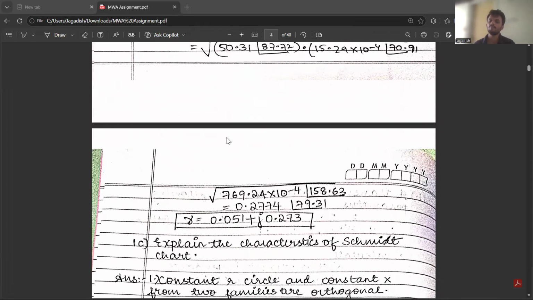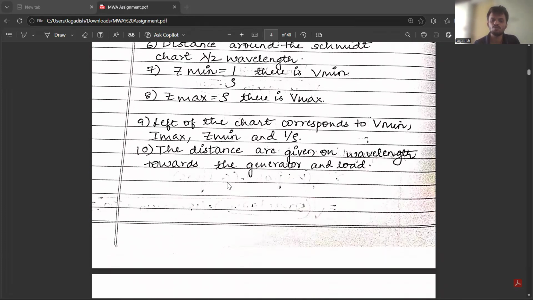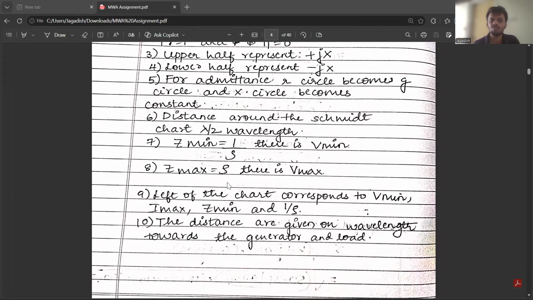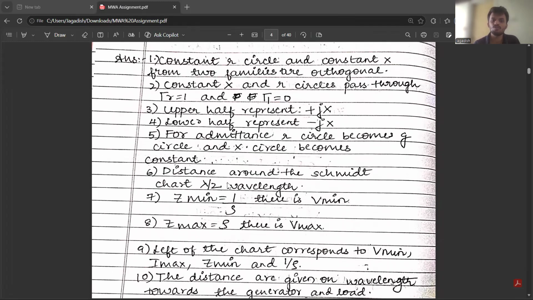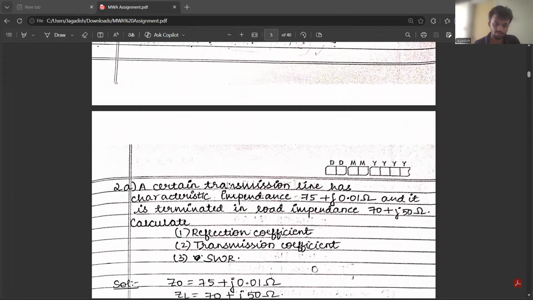The next important topic is the characteristics of the Smith chart. In most papers, they have not asked for plotting the Smith chart graph, but they have asked you to write the characteristics of the Smith chart. There are 7 to 8, or 10, rules which you have to remember. Those rules are given here, so you can learn these main rules and write them in your examination.